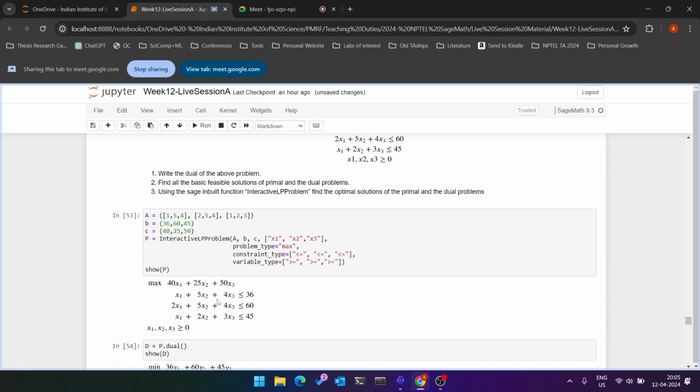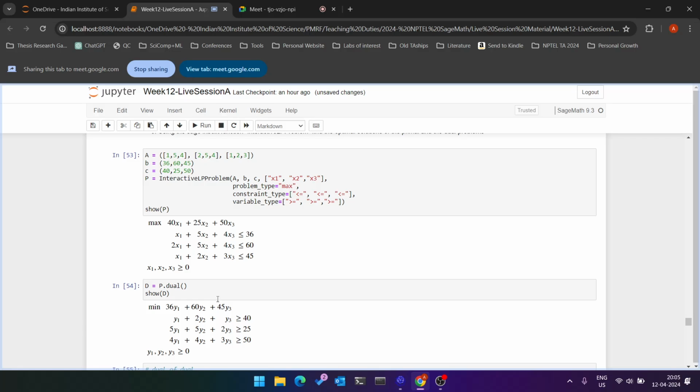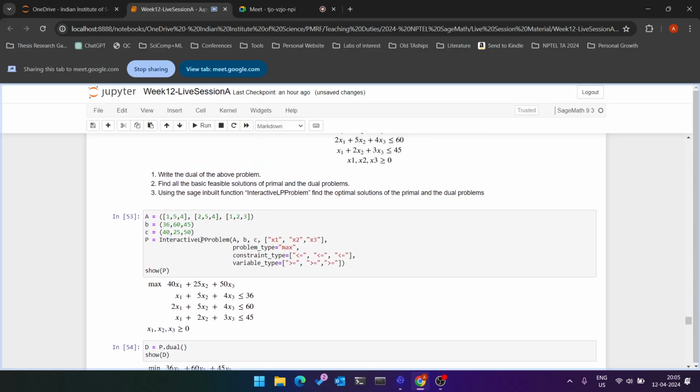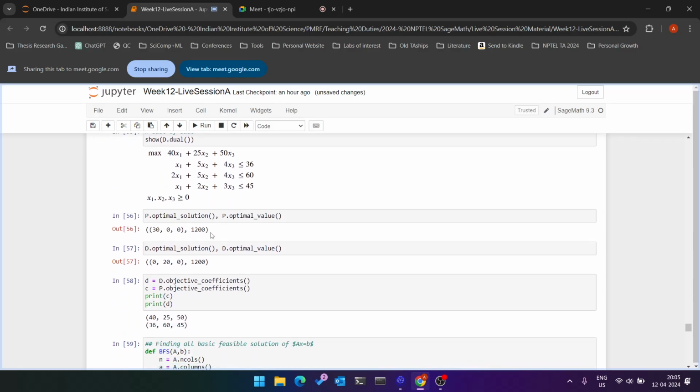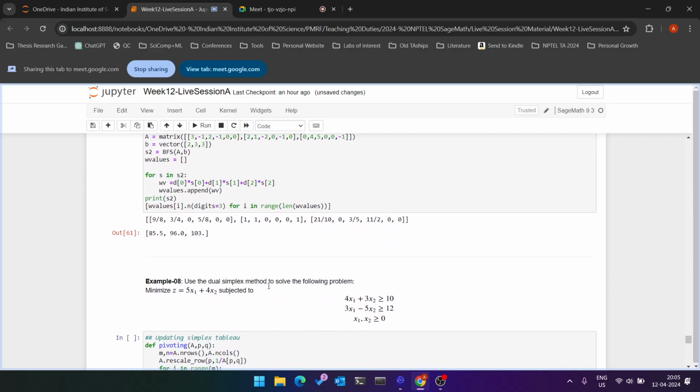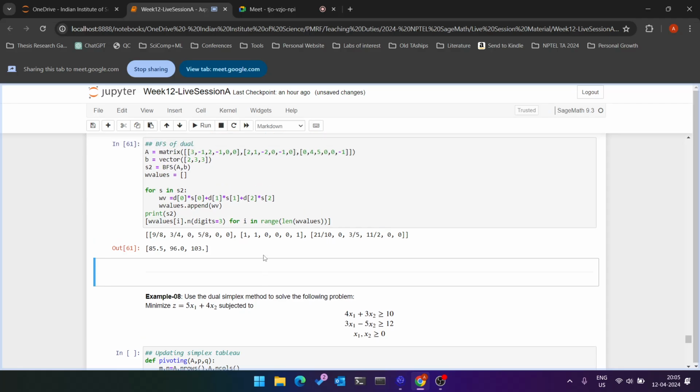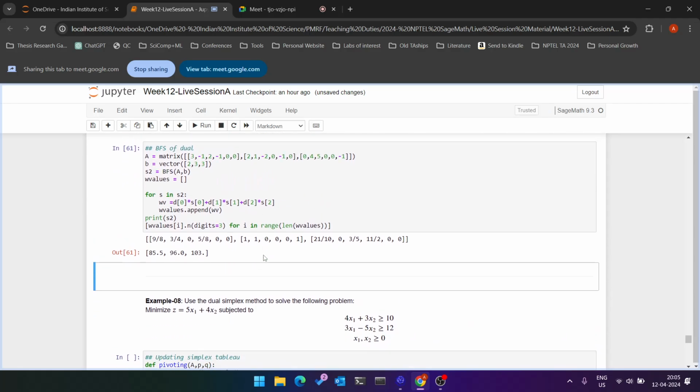I've already used the interactive LPP problem to show the optimal values. So this is what I obtained as my solution for the above example.